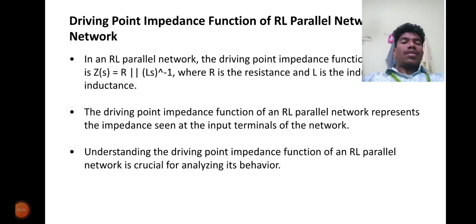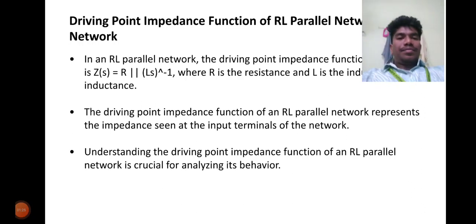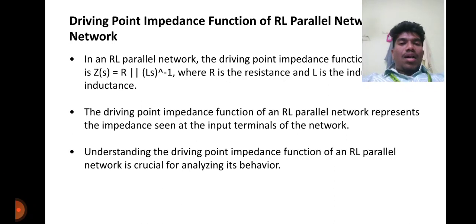Driving point impedance functions of RL parallel network. In an RL parallel network, the driving point impedance function is Z(s) equals RLs over (R plus Ls), where R is the resistance and L is the inductance. The driving point impedance function of an RL parallel network represents the impedance seen at the input terminals of the network. Understanding it is crucial for analyzing its behavior.